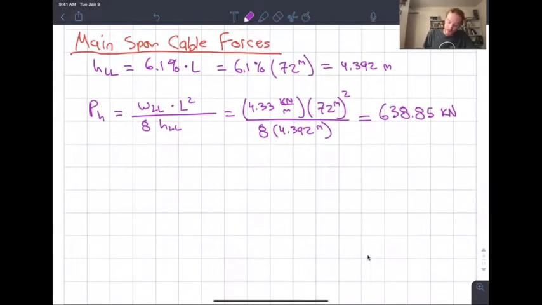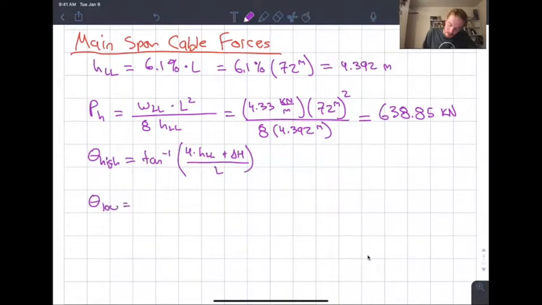All right. So theta high we calculate as the inverse tangent, or arctan, of 4 times (HLL plus delta H) over L. And theta low is the arctangent of 4 times, oh, not dead load, HLL minus delta H, all over the span.